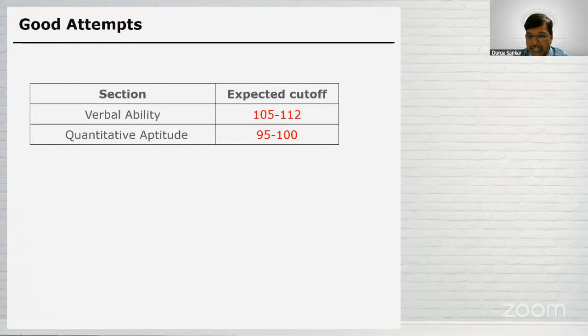For EWS category, yes, I think the cutoff can probably be around 15% less than this. So maybe if we are saying 200, then around 160-ish can be the cutoff for EWS category.